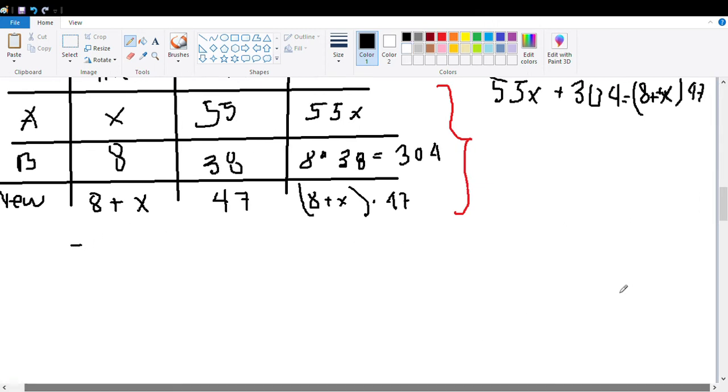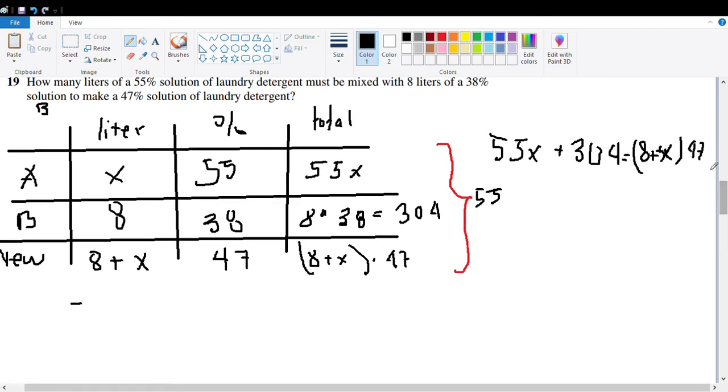We're going to distribute 47 to both 8 and x. So let's put it here so you guys know: 55x plus 304 equals, distributing 47, which is 376, plus 47x.